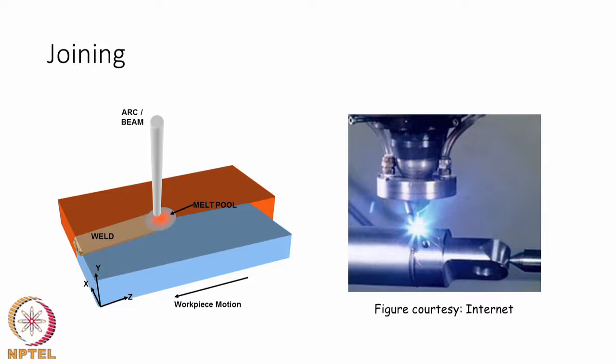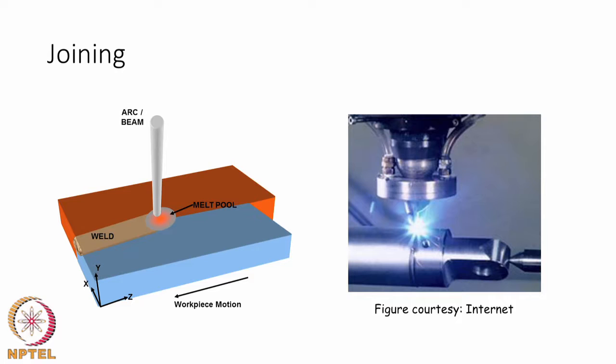So, hello, welcome to the second lecture in the online course on analysis and modeling of welding. This lesson is titled heat sources. The heat sources that we are going to discuss will be applicable for both joining and cladding.